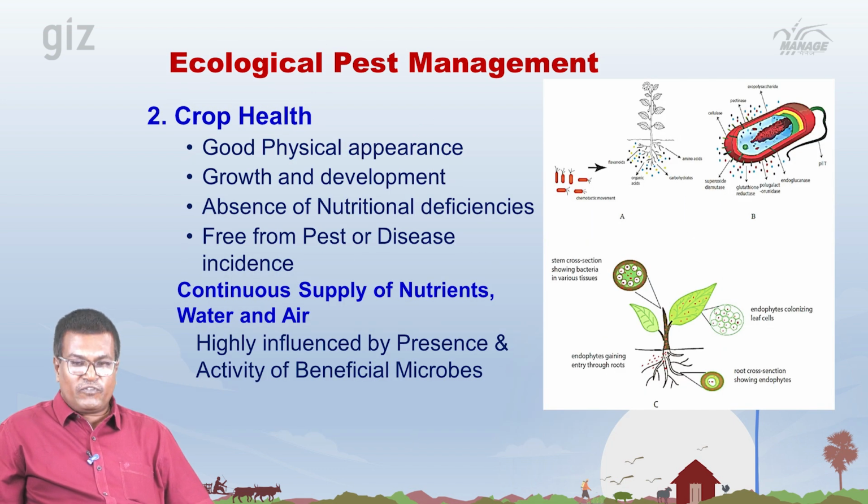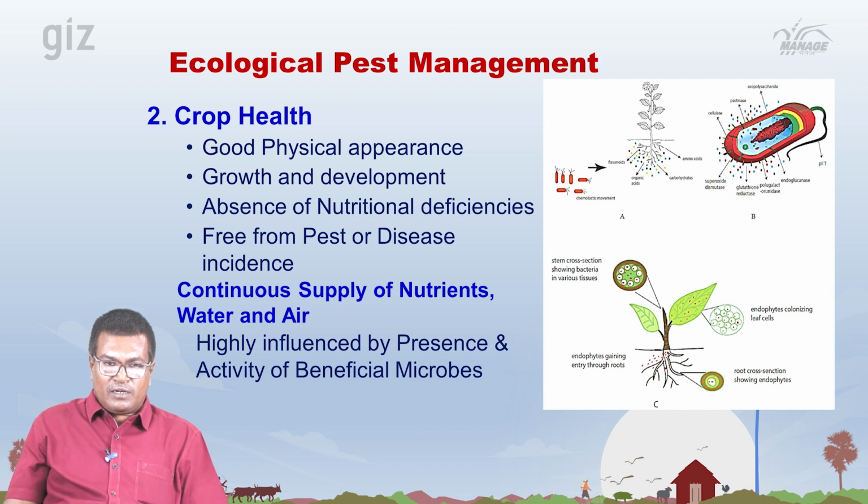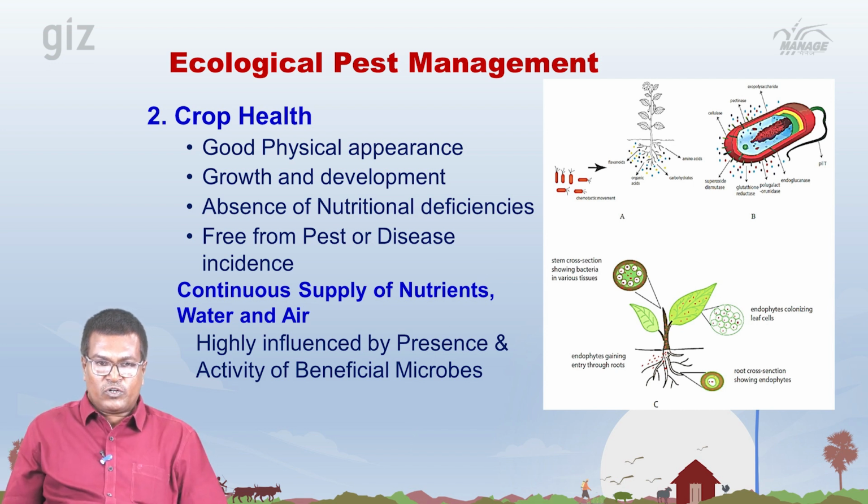So if you look at crop health, when a crop has a good physical appearance, and when it grows and develops as desired, and when you don't see any nutritional deficiencies, or any pest or disease damaging the crop, then we say the crop is in good health. For this to happen, there should be a continuous supply of nutrients, water and air to the crop.